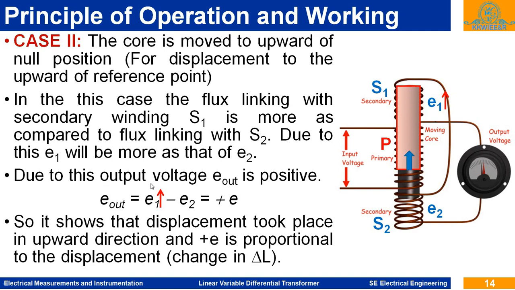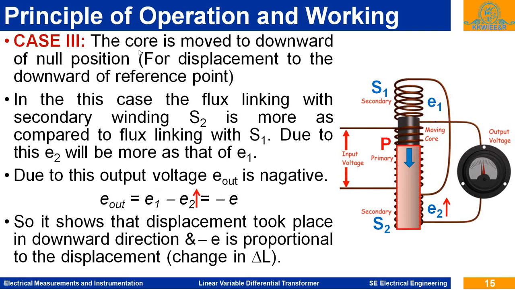So the output voltage E out is positive. E out is equal to E1 minus E2, and the magnitude of E1 is more than E2, so E1 minus E2 is equal to plus E. It shows that displacement took place in the upward direction, and positive E is proportional to the displacement, or change in length, or change in movement of the iron core.